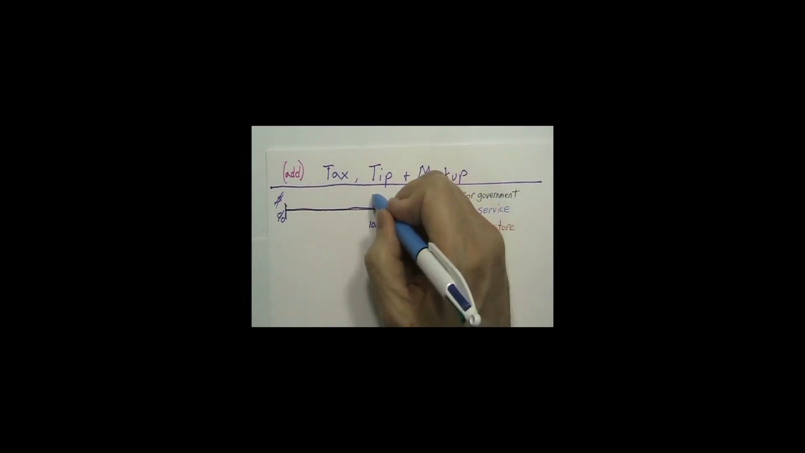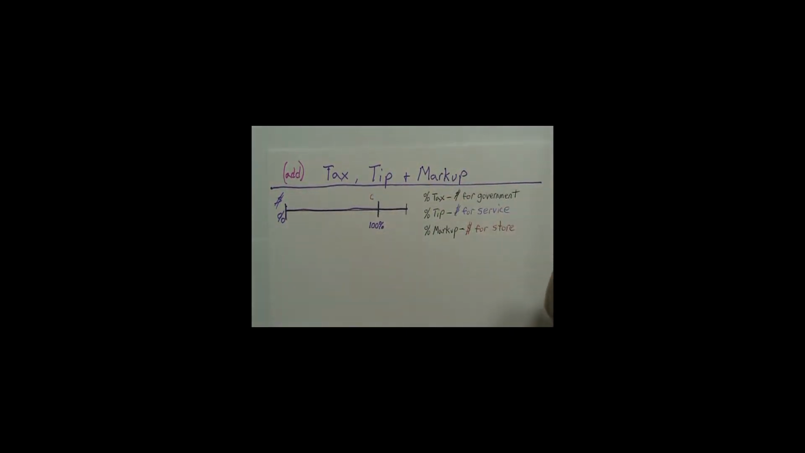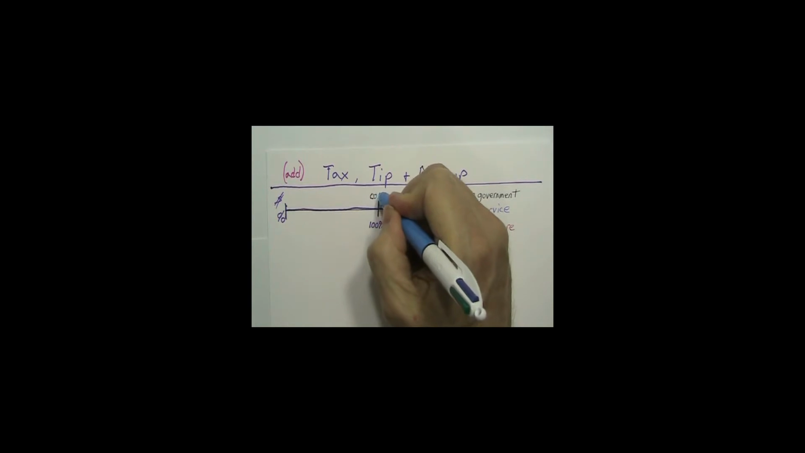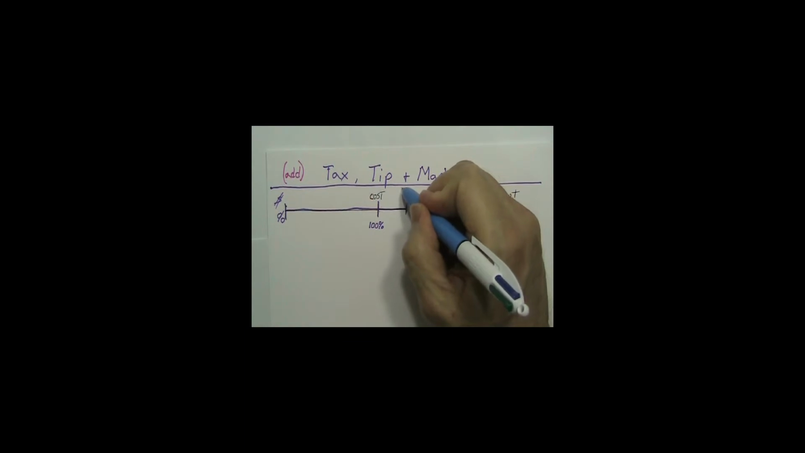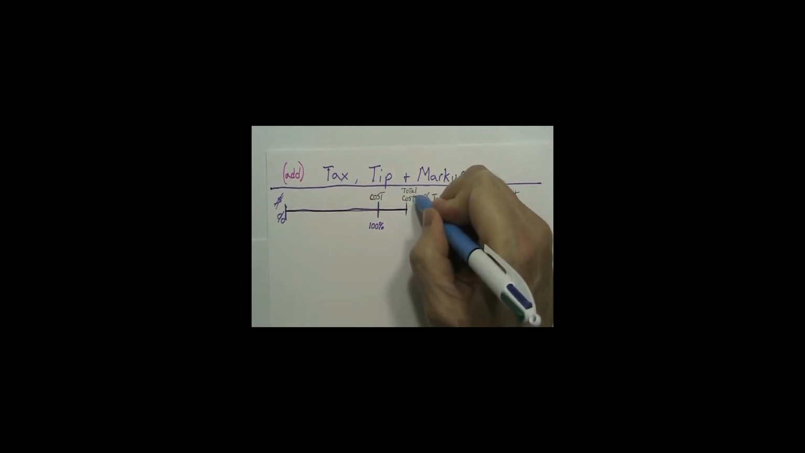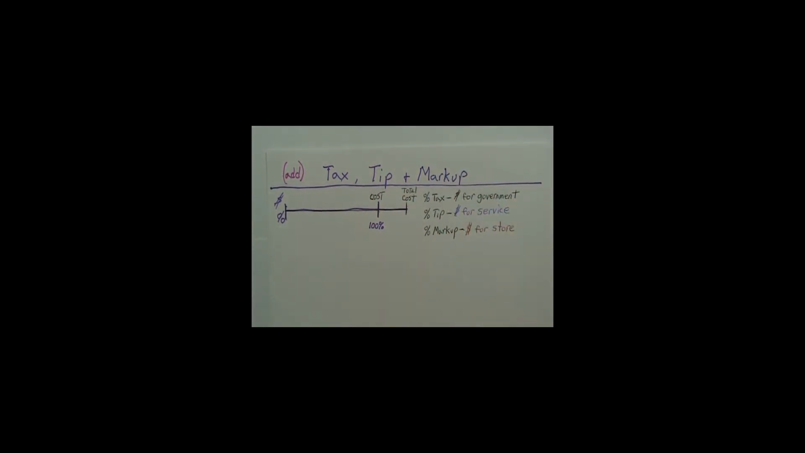And this will be the cost of the item. And over here is the total cost. And this is what we're trying to find a lot of times. Right here, what's the total cost? So an item costs a certain amount, but then you're going to have to add tax, tip, and now stores, they add markup. But for us, tax and tip is what we're dealing with.